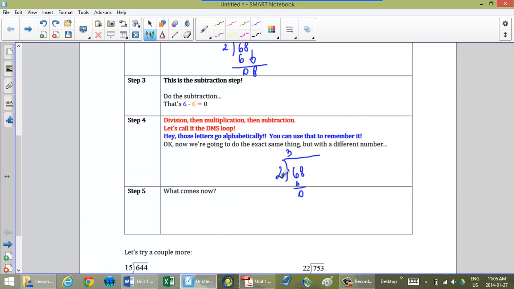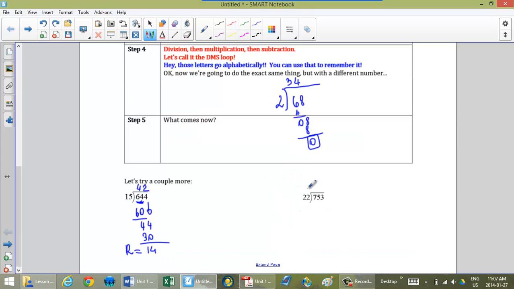How many times does 2 go into 8? Well, 2 goes into 8 4 times, right? So 2 times 4 is 8. Minus 8 is 0, and we have a remainder of 0. And I'm going to let you do the next division on your own, which is 753 divided by 22.